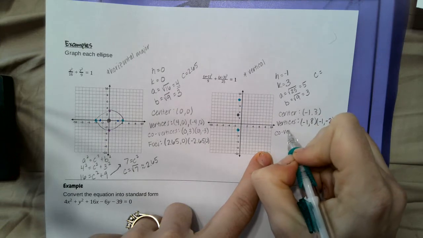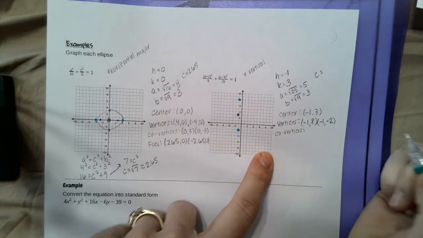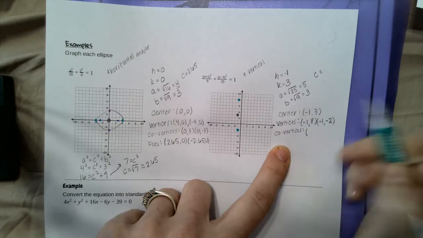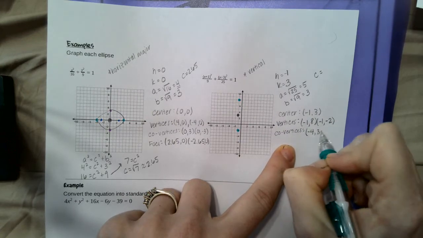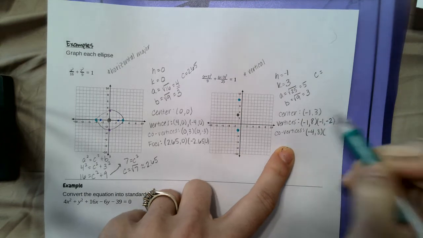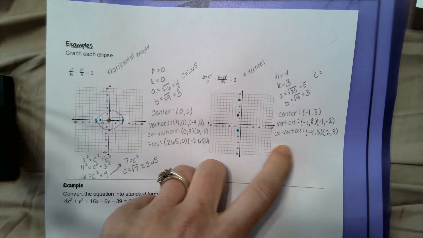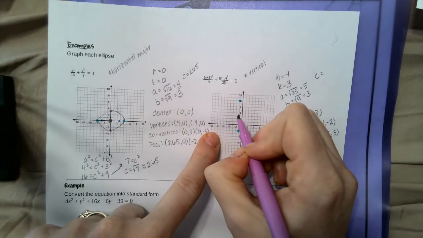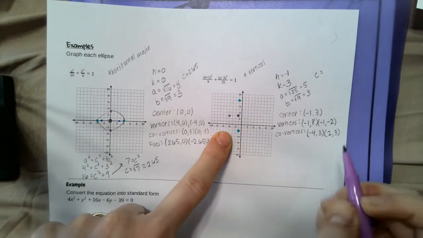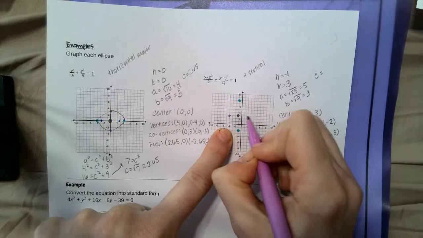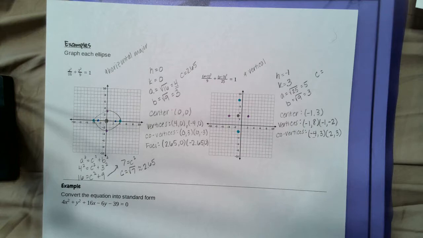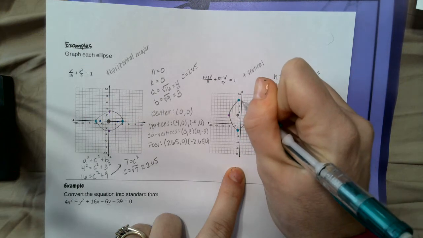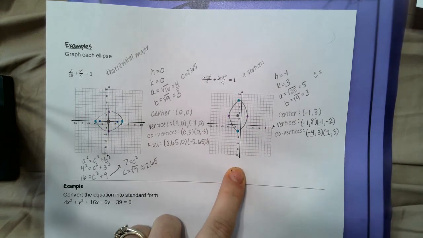Okay, my co-vertices. My co-vertices move my x value now. So if I go 3 to the left, it would be -4, comma, 3. And if I go 3 to the right of -1, I'll be at +2, comma, 3. Okay, once again, if you don't want to do it, you could count. So I start at my center, I go 3 to the left, 1, 2, 3, which is at -4, comma, 3. That's right. And 1, 2, 3, which is at +2. And then I can go ahead and connect my points to make my ellipse. Okay, be careful, make sure they're curves, not straight lines.